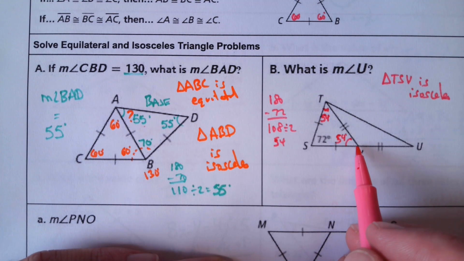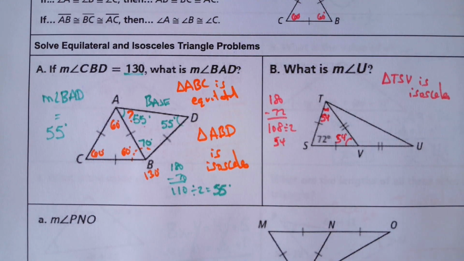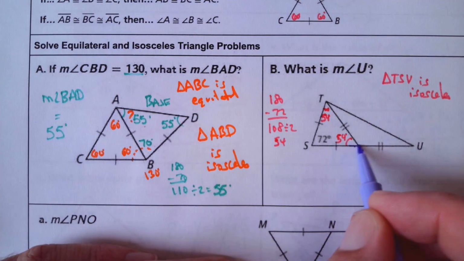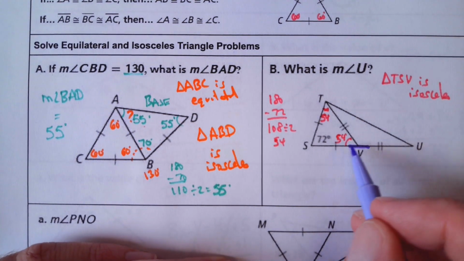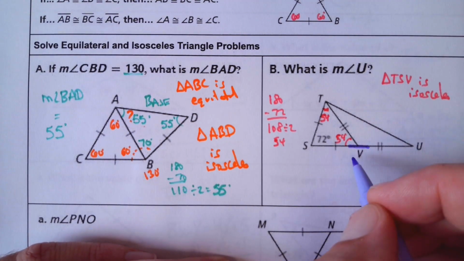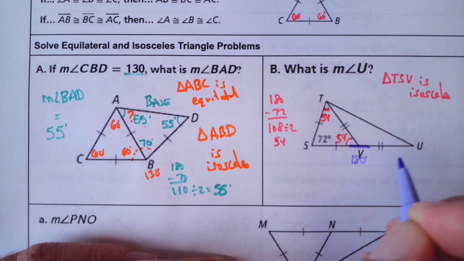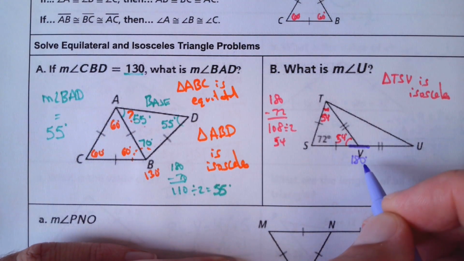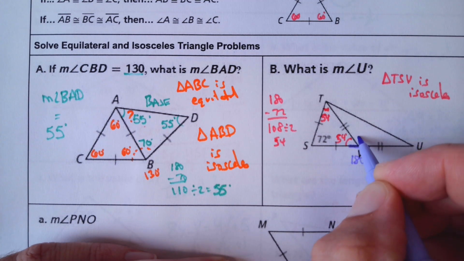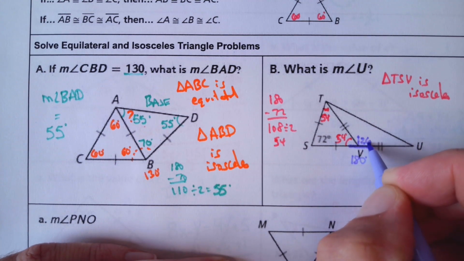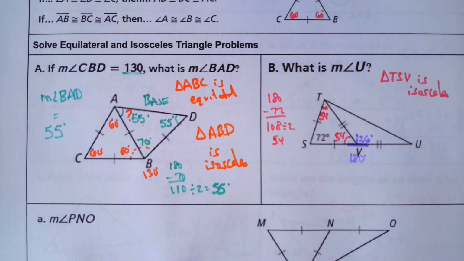Oh, now you got to remember back to a previous unit. Right here, we have a linear pair. Side-by-side angles have to make 180. So these have to get me to 180. So this is 54. 180 minus 54, that is 126. Okay, and now we're into the next triangle.